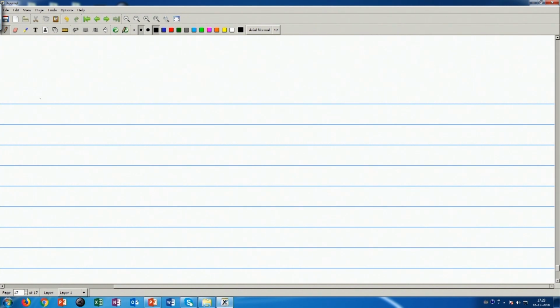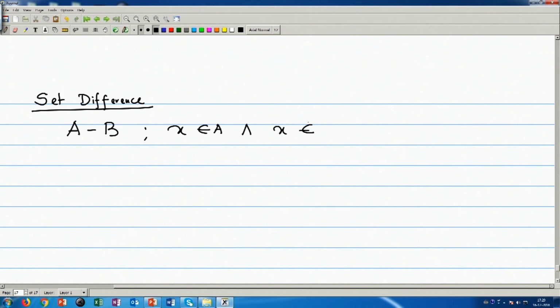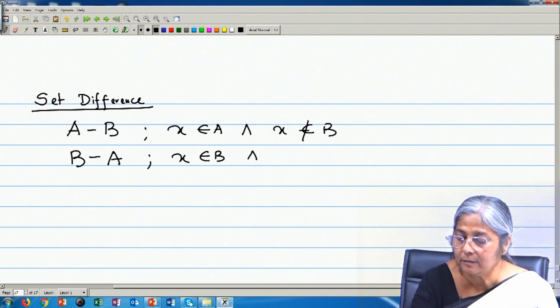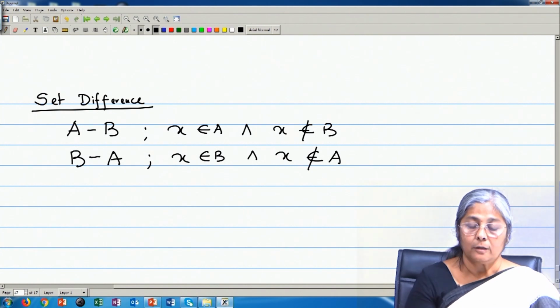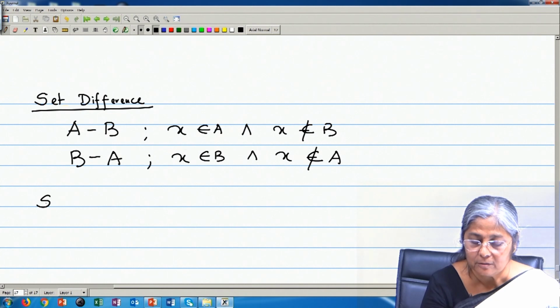And set difference: if A and B are two sets, then A minus B, we can write that x belongs to A and x does not belong to B. Similarly, B minus A, that x belongs to B and x does not belong to A. So these are my set operations.